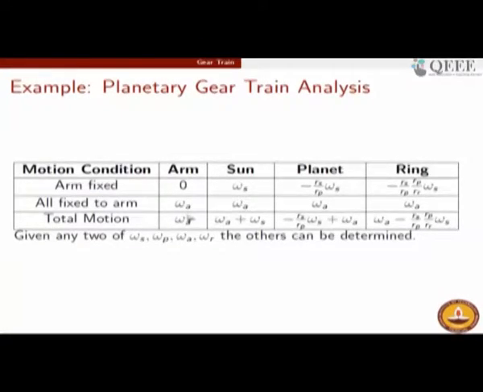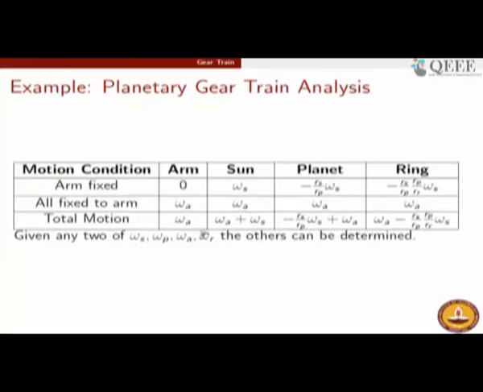The second condition is saying that on top of the motion which is attained in the first row, we are going to superpose the motion which is equivalent to the motion of the arm, and the superposition is the final row of this chart. That superposition is saying that the total motion of the arm is omega a, the total motion of the sun is omega s plus omega a, and the total motion of the planet is likewise given by this, and the total motion of the ring is likewise given by that.